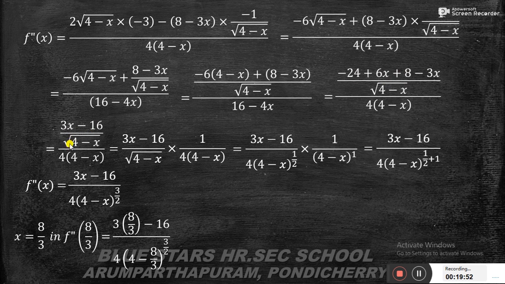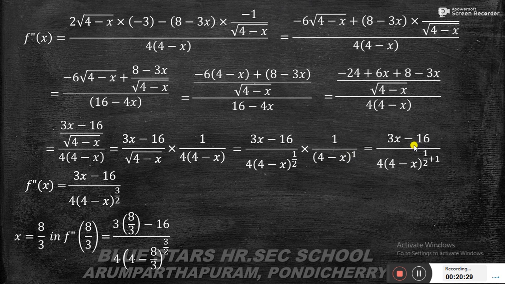3x minus 16 by square root of 4 minus 6, into 4 into 4 minus 6. The next step: 3x minus 16. That means next, this 4 minus 6, we write it as the square root of 4 minus 6. So we write 3x minus 16 by, we write the numerator here, 3x minus 16 by square root of 4 minus 6 into, again we write the denominator, into 1 by 4 into 4 minus 6. In the next step 3x minus 16 by, that means 4 into 4 minus 6 whole power 1 by 2, 1 by 4 minus 6.